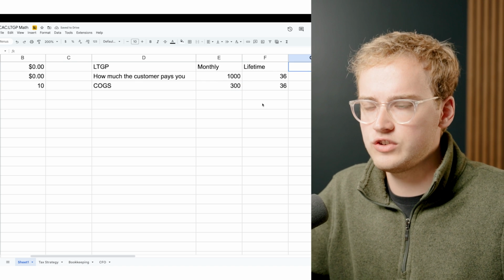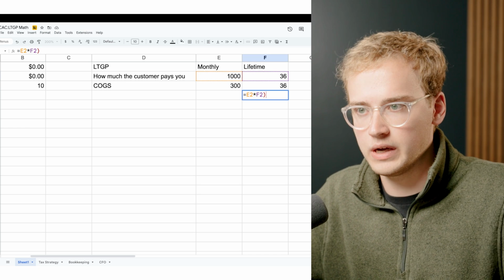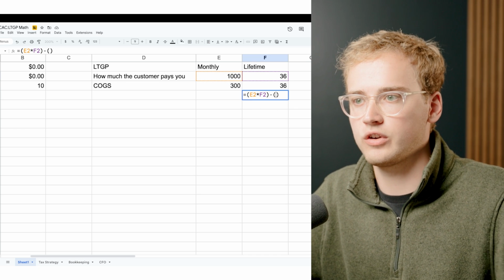And it's the same lifetime of 36 months. And so your LTGP then is going to be 1,000 times 36 minus 300 times 36, which is your cost to deliver.